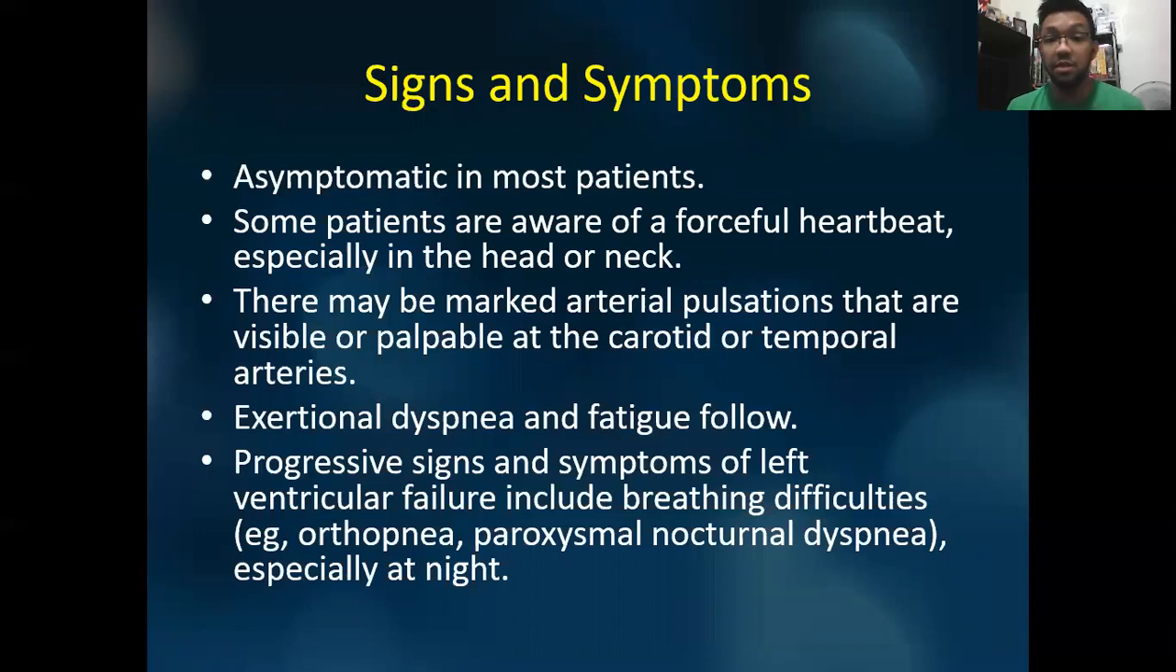Progressive signs and symptoms of left ventricular failure include breathing difficulty, such as orthopnea. What do we mean again by orthopnea? They can be relieved rather from dyspnea if the patient is placed in an upright position. Or there is paroxysmal nocturnal dyspnea. They usually experience dyspnea during nighttime. So that is what paroxysmal nocturnal dyspnea is about.